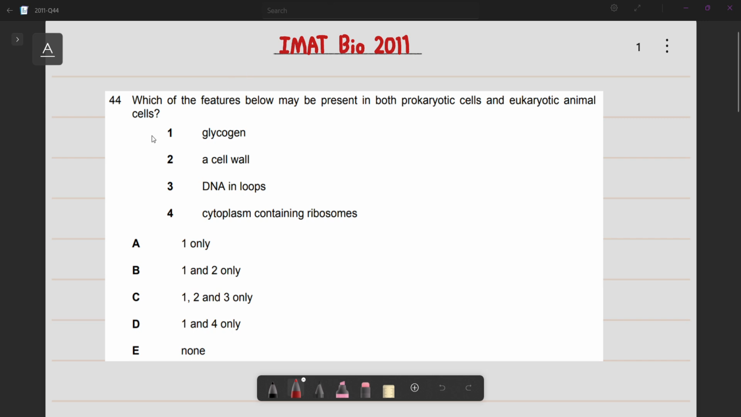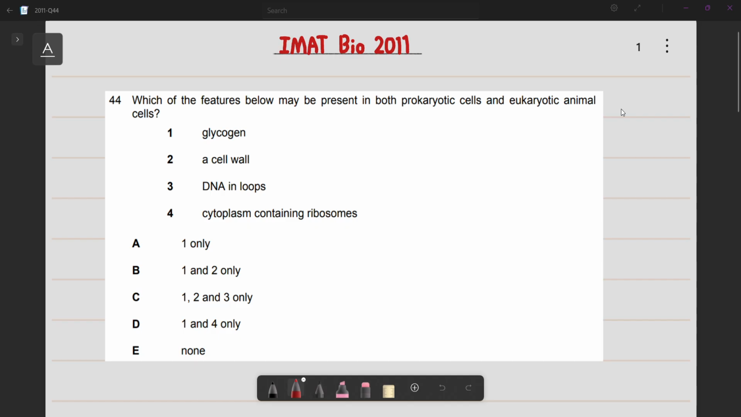Back. So this is biology question 44 from IMAT 2011 past paper. So I will be answering this question. It says, which of the features below may be present in both prokaryotic cells and eukaryotic animal cells? We are given four lists of these structures, and we must find out which of these four structures are found in both prokaryotics and eukaryotic animal cells.